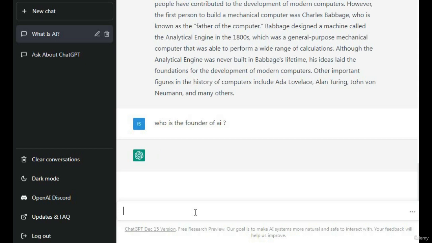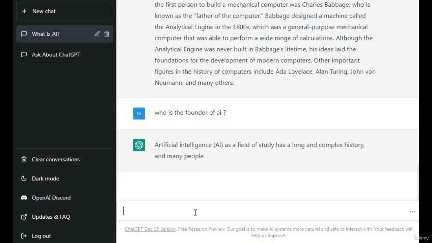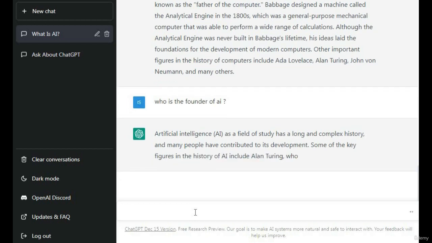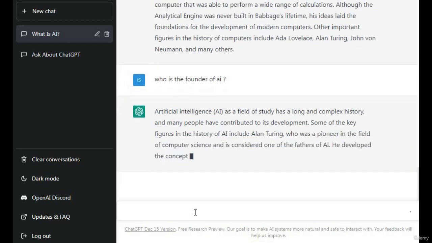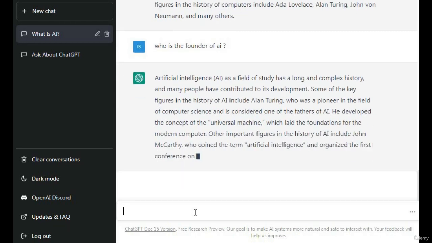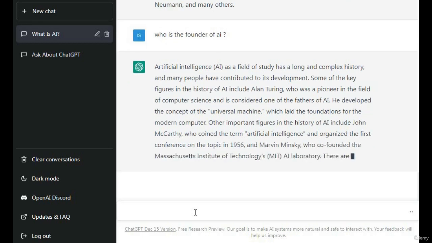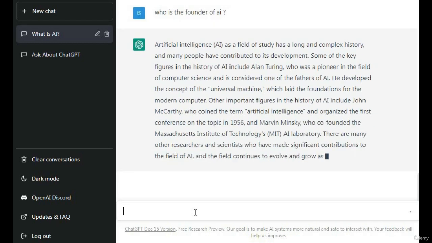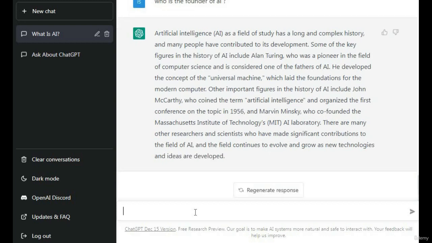Let's ask another question. Who is the founder of AI? AI is a field of study with a long, complex history and many contributions to its development. Some of the key figures and AI contributors include Alan Turing, who is a pioneer of computer science. Whatever questions come to your mind, it mostly gives you answers related to your queries. Thank you very much. See you in the next video lecture.